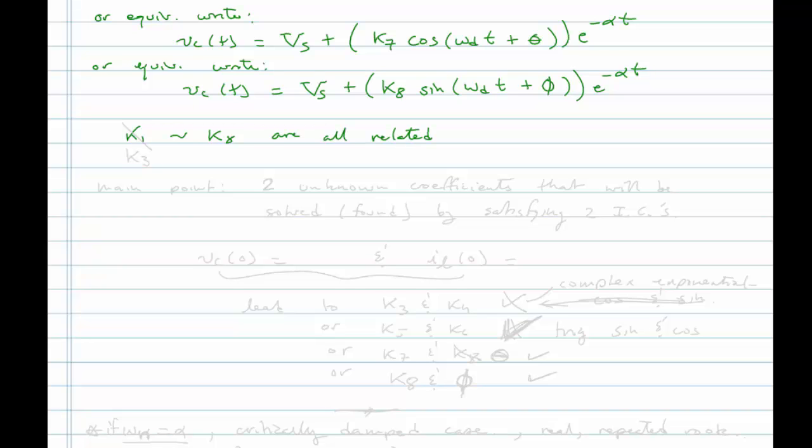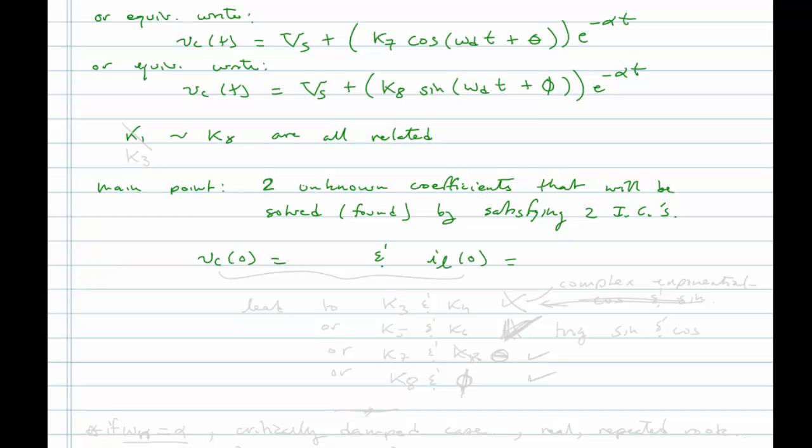Now these constants, K1 through K8, are all related. They're not independent one from the other, and I'm not going to take the time to derive the relationship from one to the other, but it's just a bunch of trigonometry. The main point is that there are two unknown coefficients that will be found by satisfying two initial conditions. So we always have an initial condition, Vc at time 0, and IL at time 0.